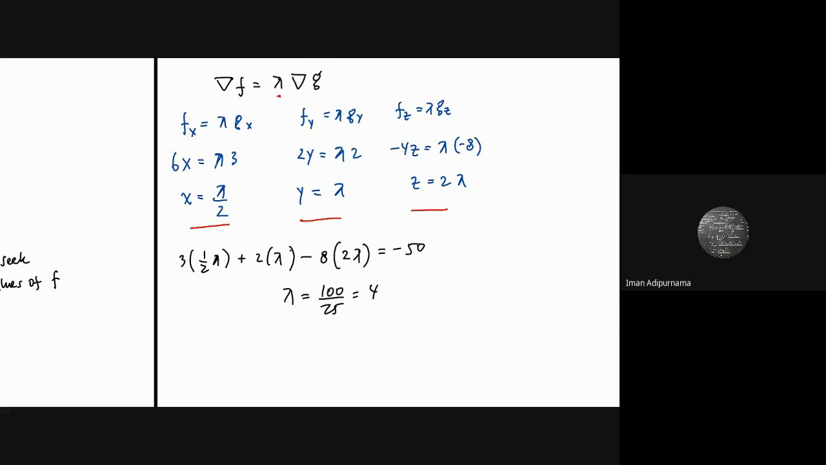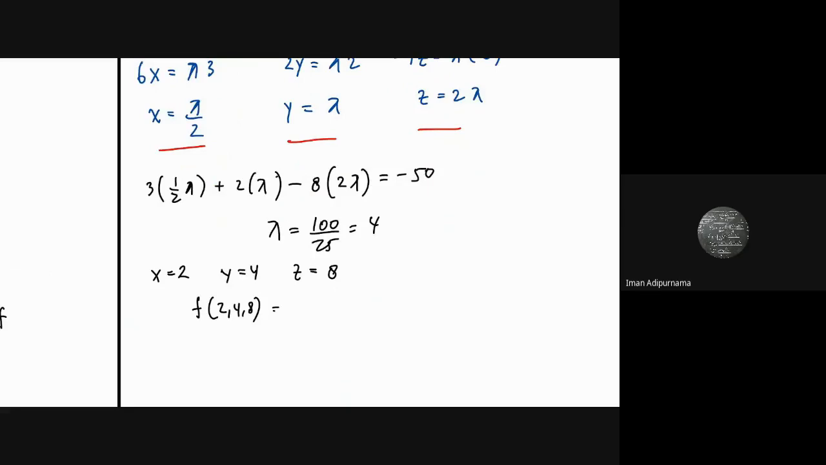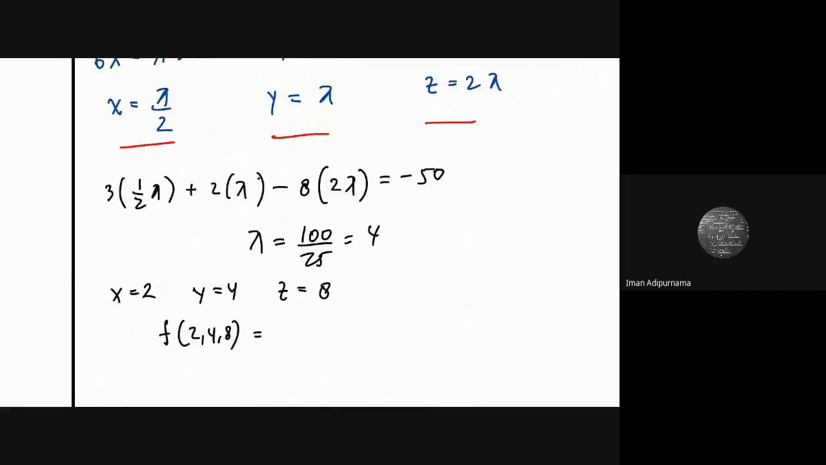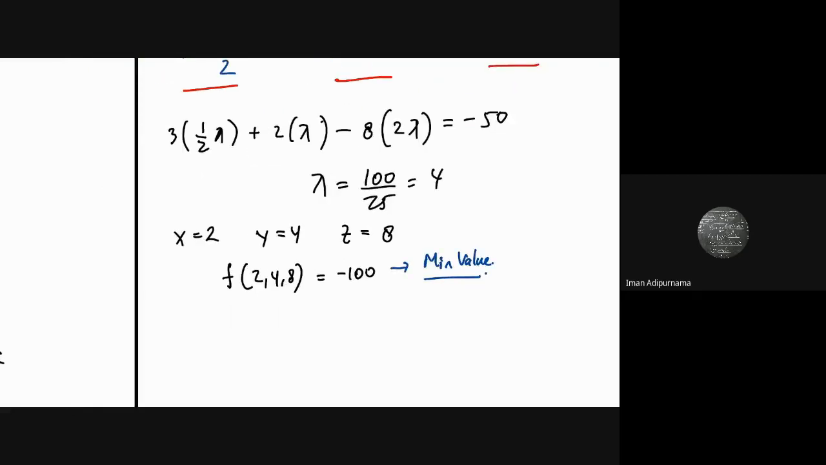When you get lambda is 4, then you get x is 2, y is 4, and z will be 8. And this point here will be our extreme value. And if you check through the function, this will result in negative 100. And if you compare with other values that you can find, this is actually our minimum value. Or you can just say this is the extreme value that this function can get. That's also fine.